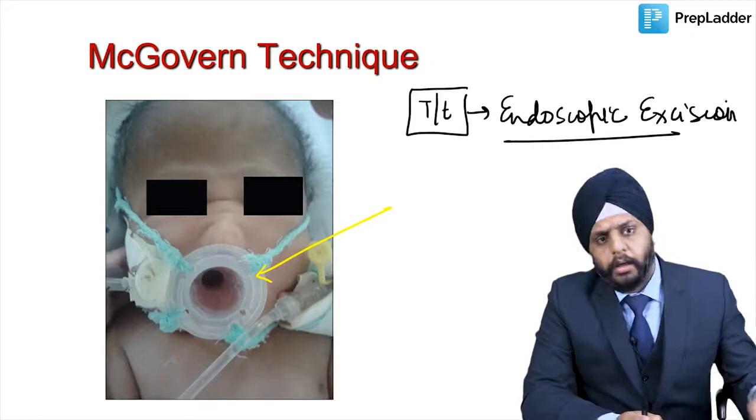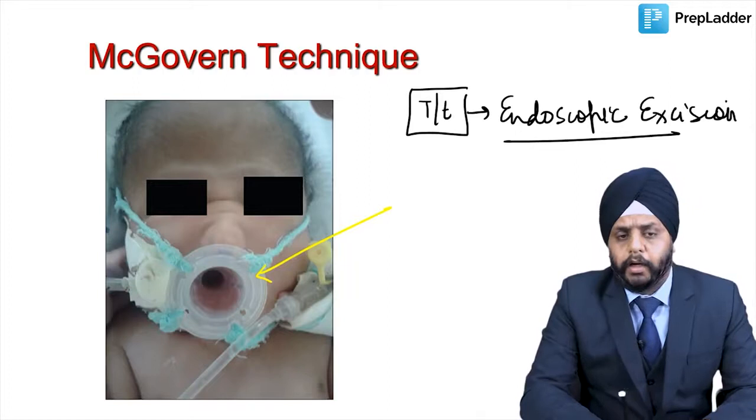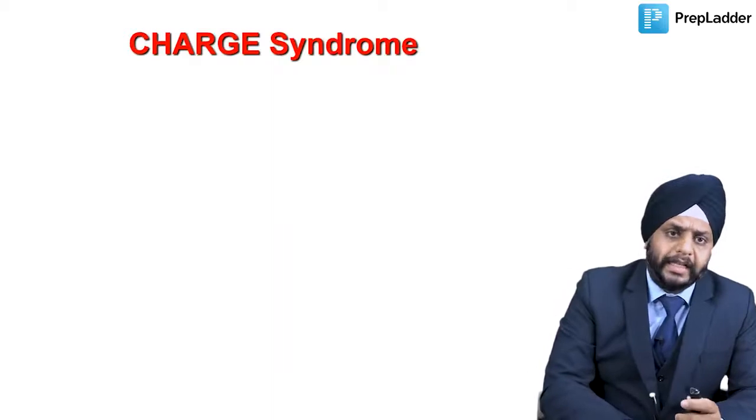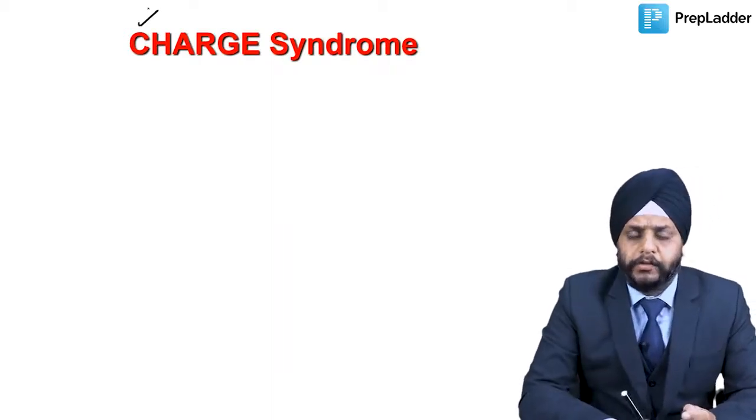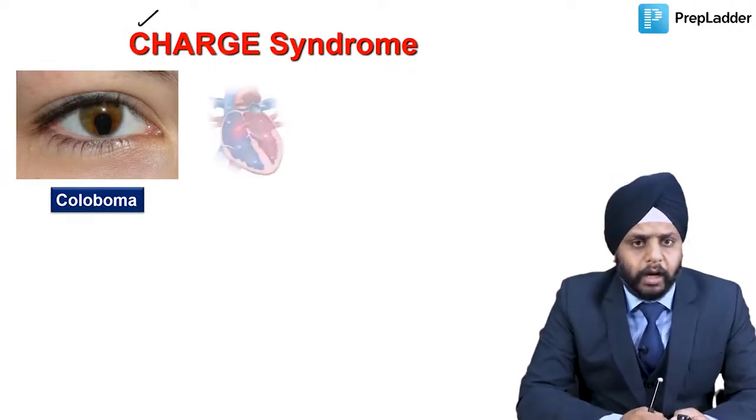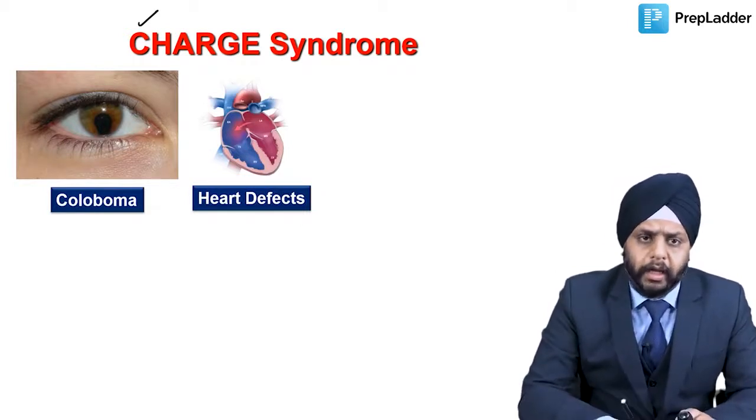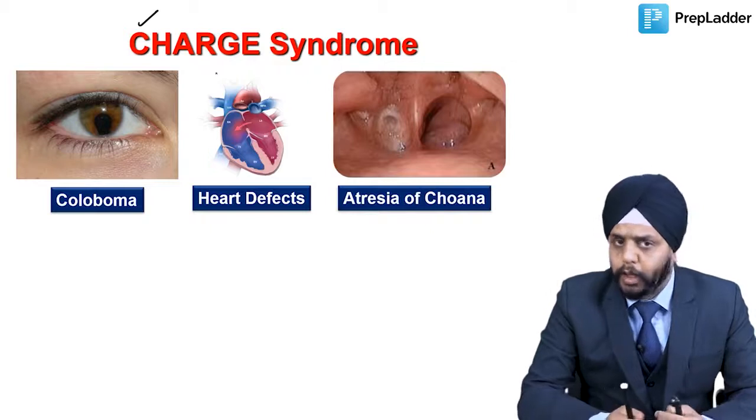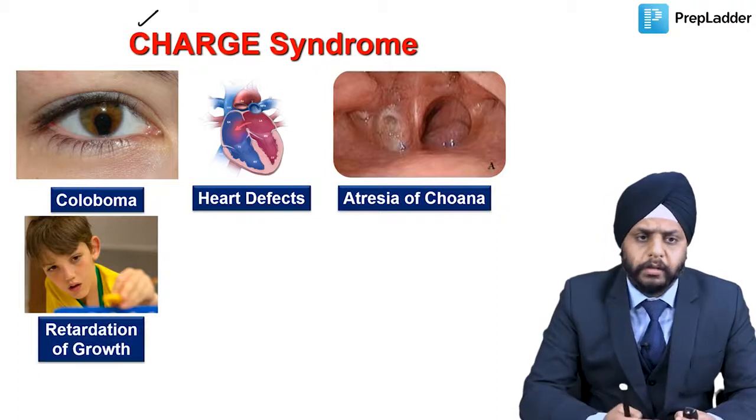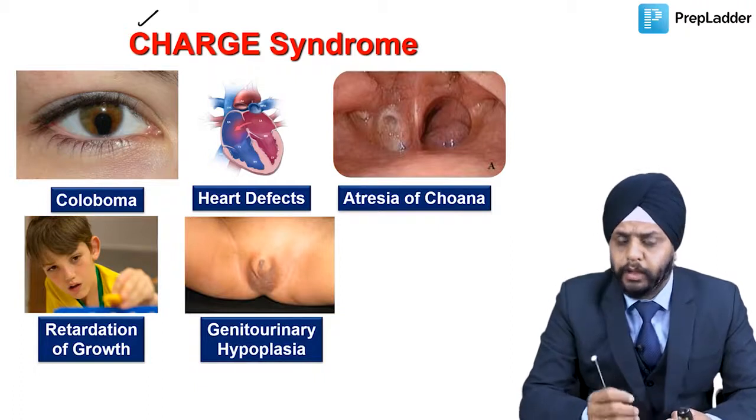Now, before I finish this topic of choanal atresia, remember that choanal atresia is a part of a syndrome known as CHARGE syndrome. What is there in the CHARGE syndrome? In the CHARGE syndrome, the C stands for coloboma of the eye. H is for heart defects such as ASD, VSD, TOF, etc. The A stands for atresia of choana. R is for retardation, mental retardation, and G is for genitourinary hypoplasia.